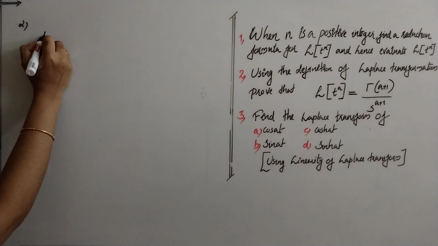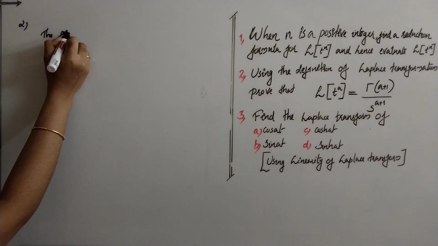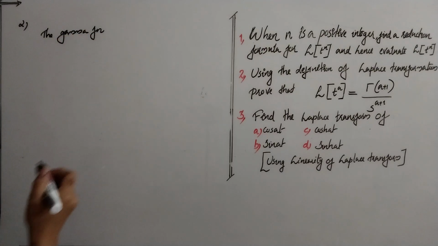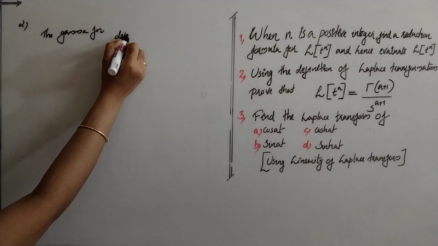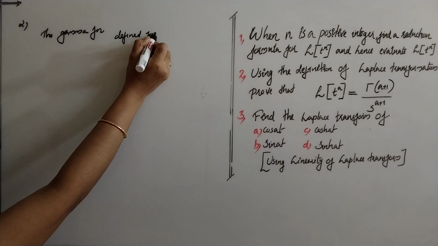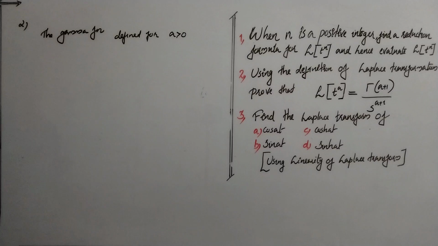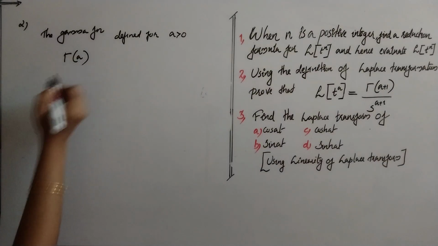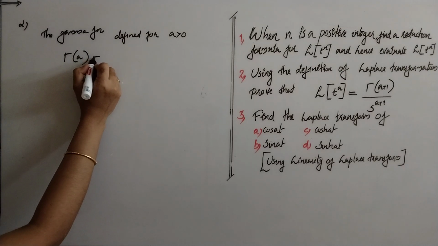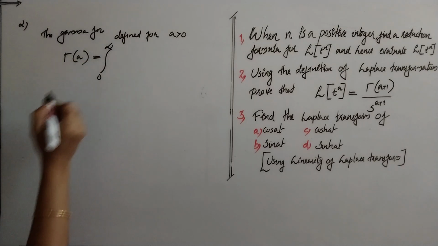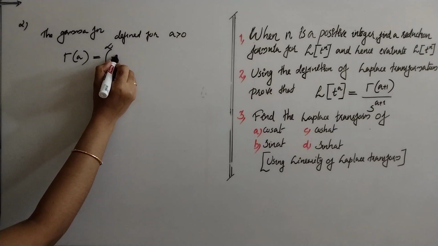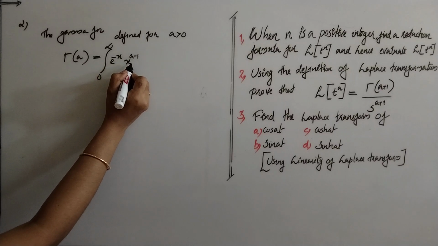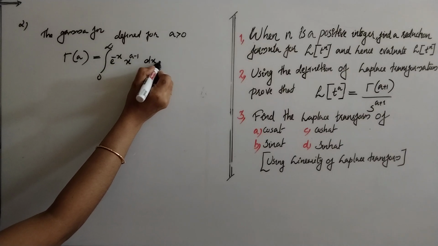The gamma function, defined for a greater than 0, that is gamma of a is equal to what? Integral 0 to infinity e raised to minus x, x raised to a minus 1 dx, where a greater than 0.